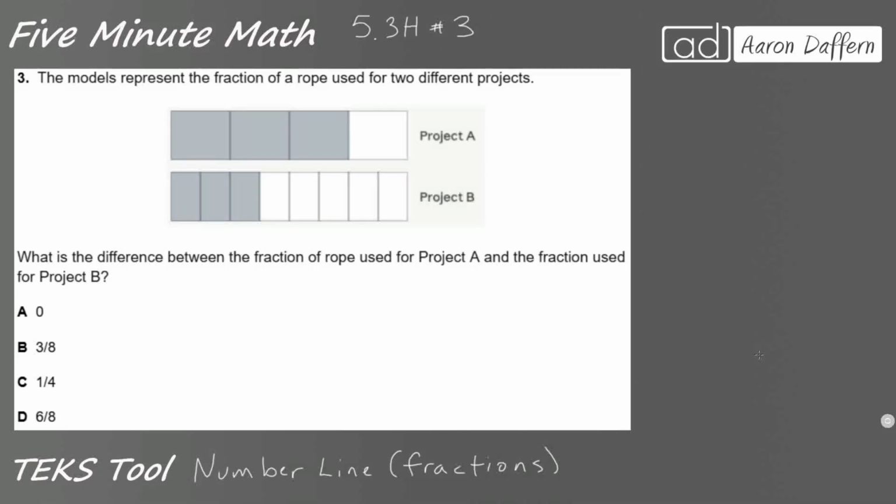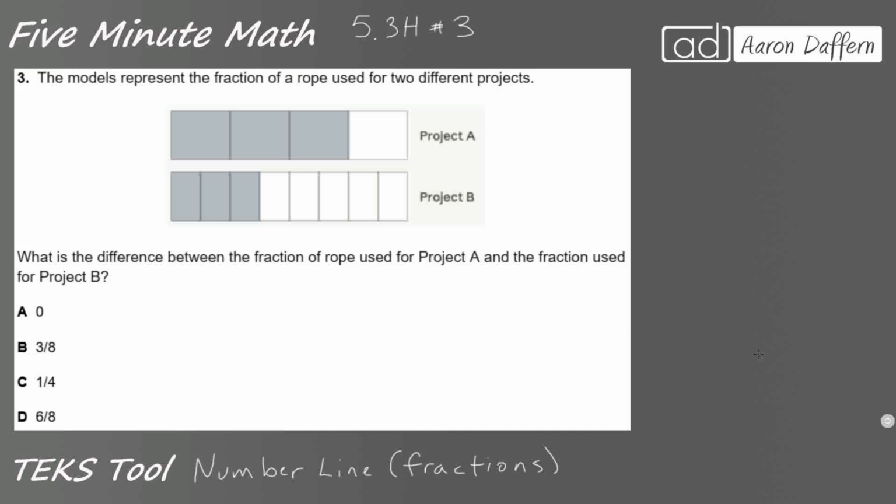Today we are looking at the TEKS tool number line. We are working with fractions with a problem related to TEKS 5.3h, and we'll solve it in 5 minutes or less. If you haven't done so already, please go ahead and take a moment to pause the video, work this problem out on your own, unpause it, and we will look at our answers together.